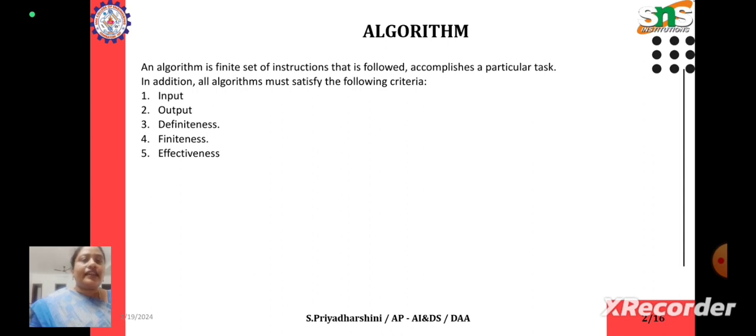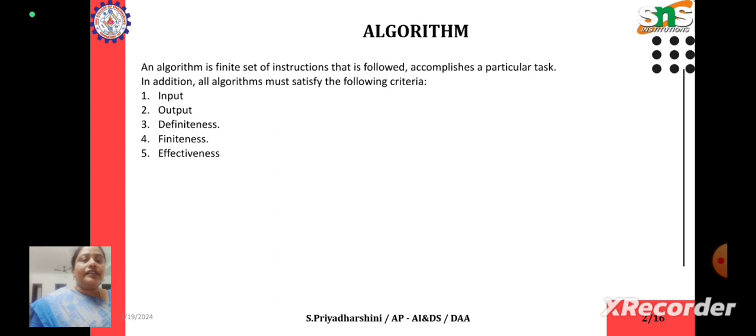The first characteristic of an algorithm is the input. For input, it should have 0 or more quantities which are externally supplied. The next one is output. At least one quantity should be produced as output.